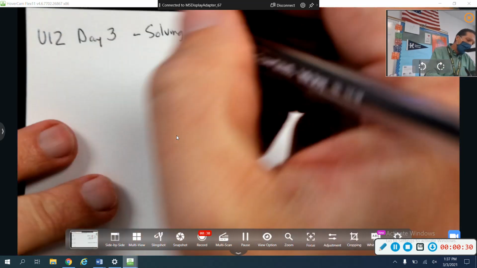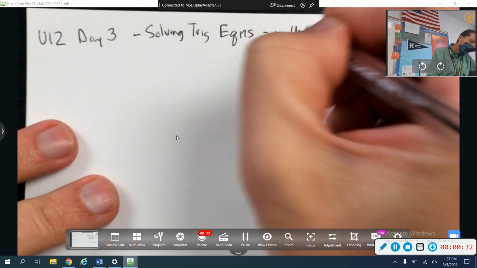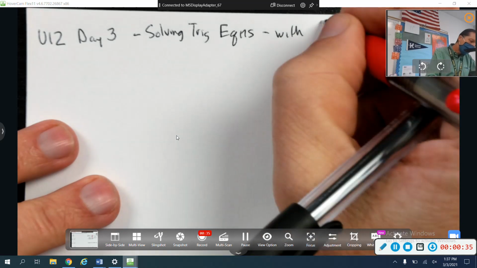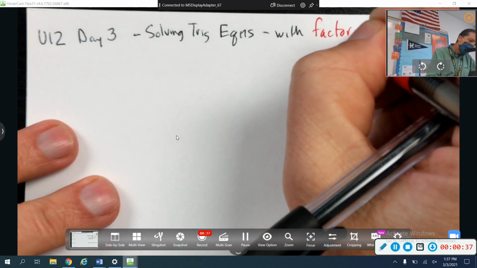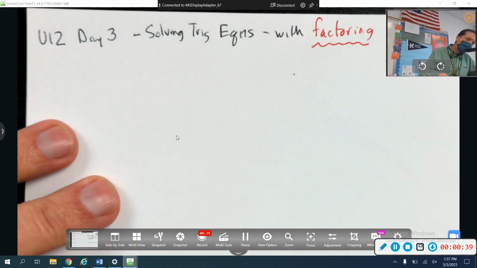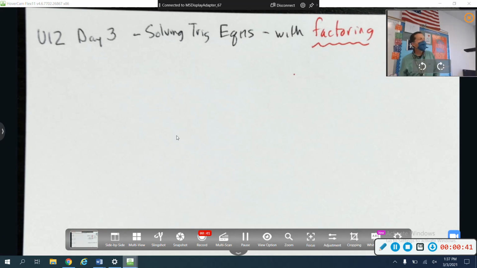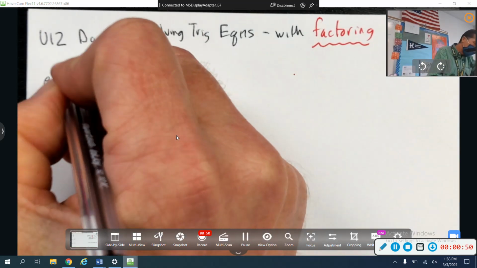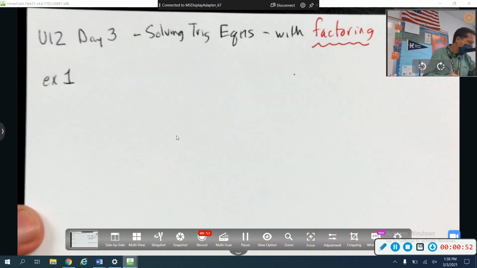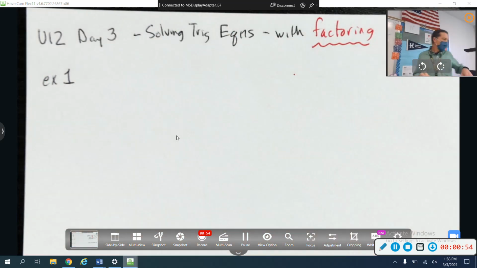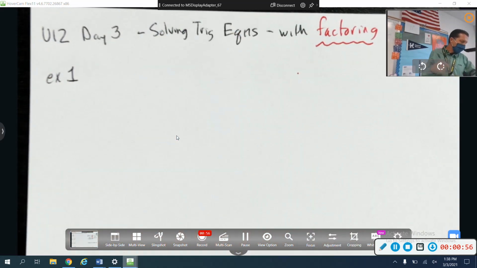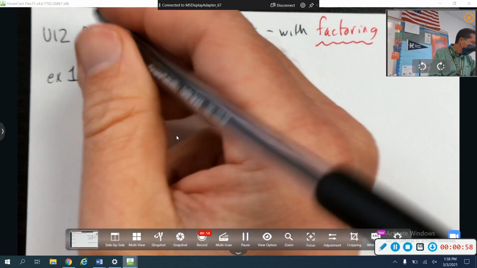All of that still works. Today we're going to add factoring basically to the front end of the problem. So you have to factor first, and then everything works out just like the ones from day 2. So an example. We don't really need to, there's no theory other than factoring. So we'll do 2 examples on notes, and then we'll do 2 examples from today's assignment.